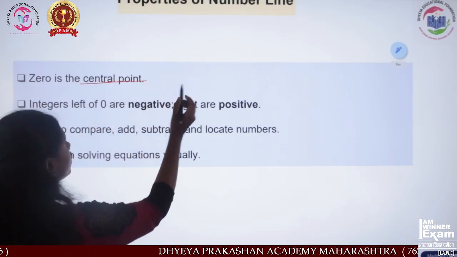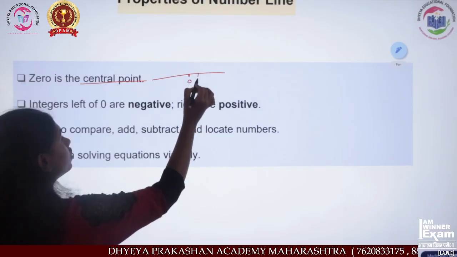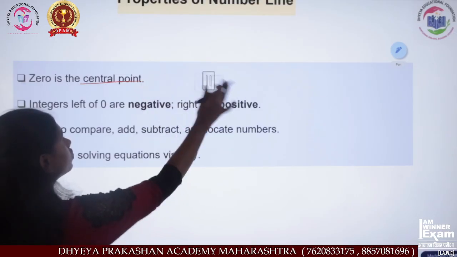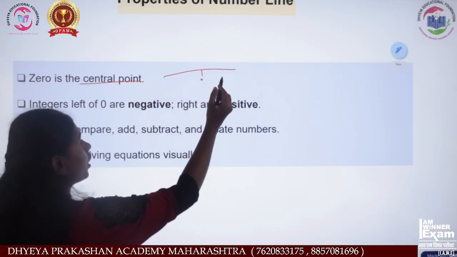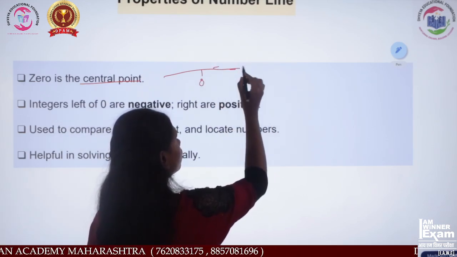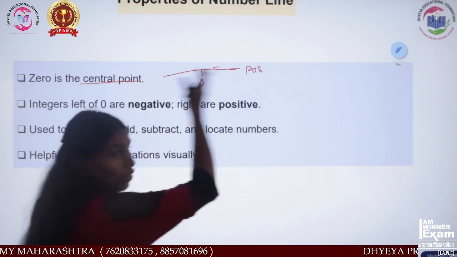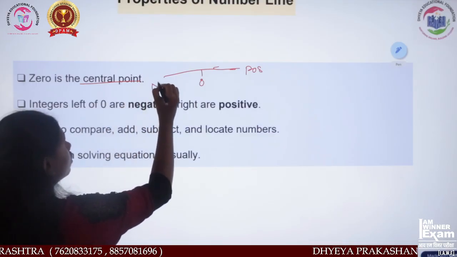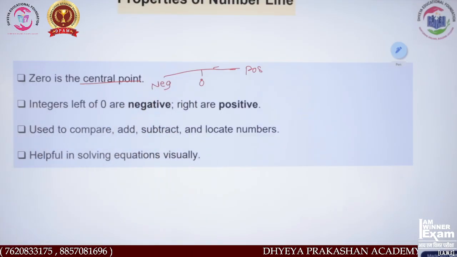Central point. So what does it mean? 0 will always be in the center. And on the right side will be all positive numbers, and on the left side will be all negative numbers. Okay. Then next.